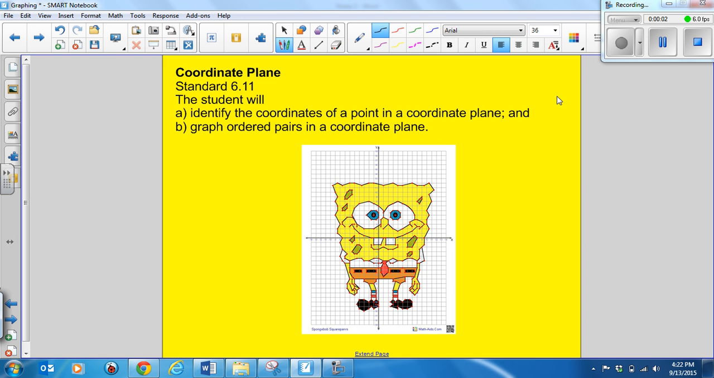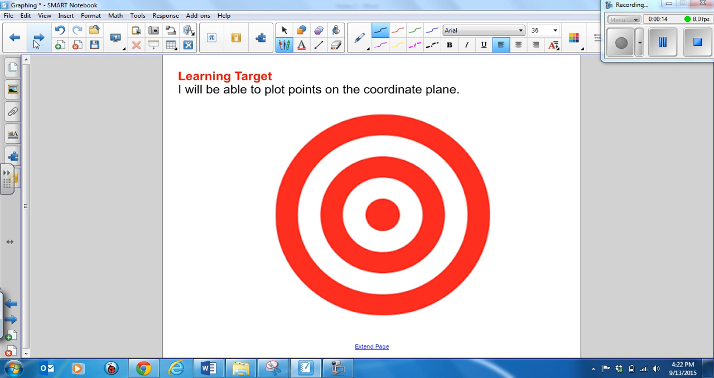Welcome to the video on the coordinate plane, standard 611. The student will be able to graph ordered pairs in a coordinate plane. We already did the first one. So I will be able to plot points on the coordinate plane as the learning target for today.